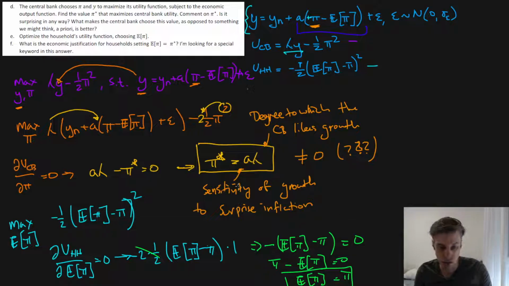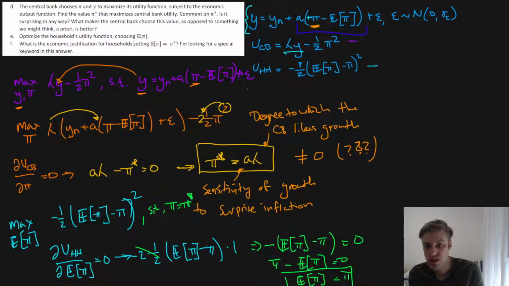So that's the answer. So the households will set the expected inflation to be pi. Okay. And we could put a condition here, right? We could say this is subject to the households knowing that pi will equal pi star. And this goes to F. Why do households set expected pi equals pi? The special word, the magic word that you need to write down for a question like this is rational expectations.